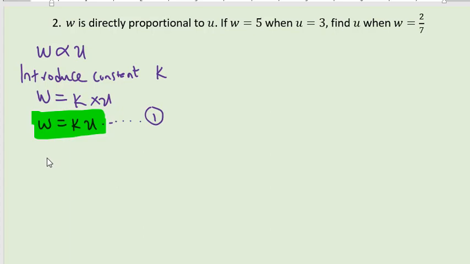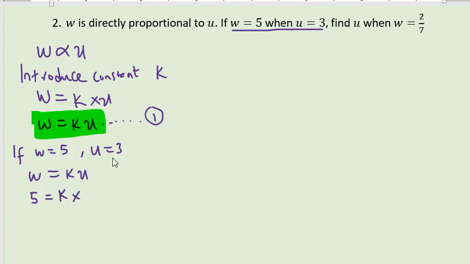Okay, back to the question. It says if W equal to 5 when U equal to 3, let's do this part first. Let's take it bit by bit. If W is equal to 5 and we have U equal to 3, so let's solve. From W equal to KU, we can figure out things now. So W is 5 equal to K is unknown, multiplied by what is U? U is 3. So this gives us 5 is equal to 3K.